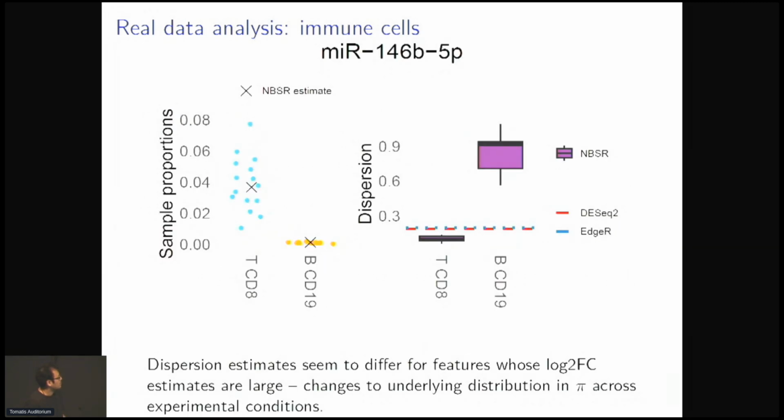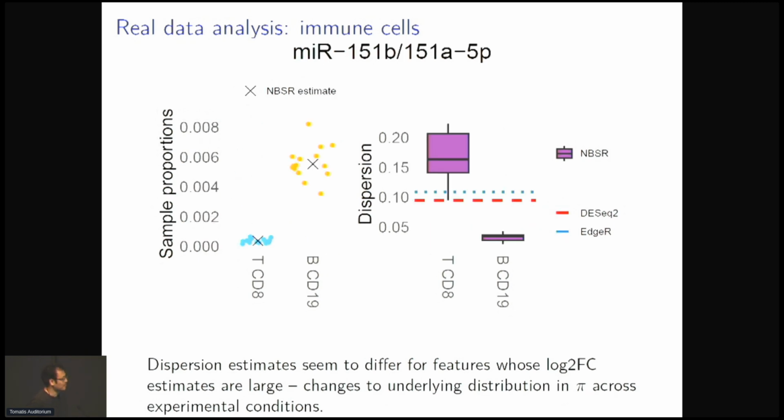Yeah, and there are further plots basically showing the dispersion estimation is needed to capture the changes in the underlying distribution of pi.